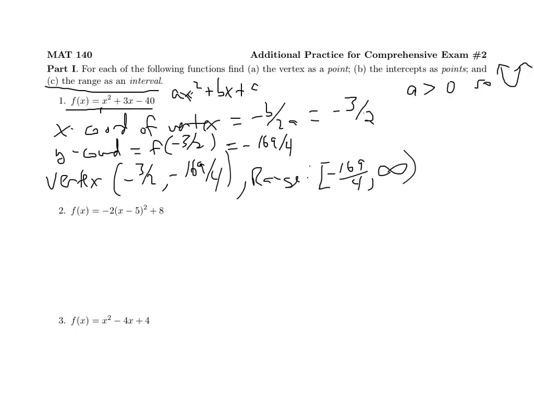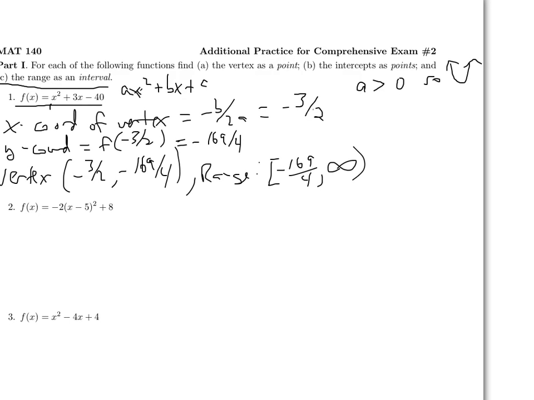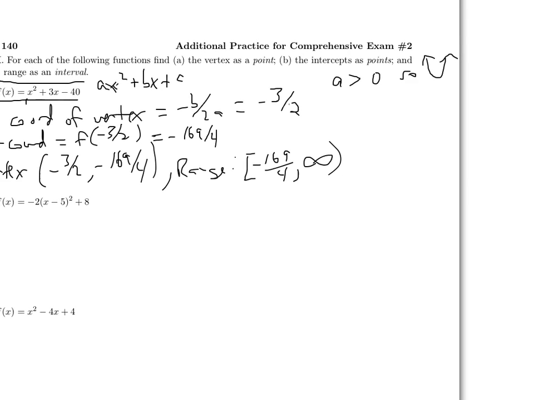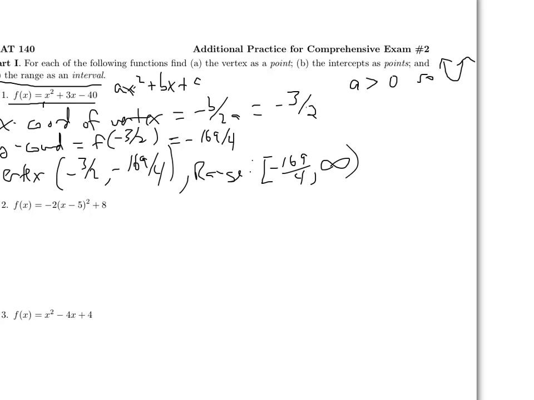To get the intercepts, to find the y-intercept is just a matter of calculating f of 0. So here f of 0 is negative 40. So that's easy. So the point 0, negative 40 is the y-intercept.